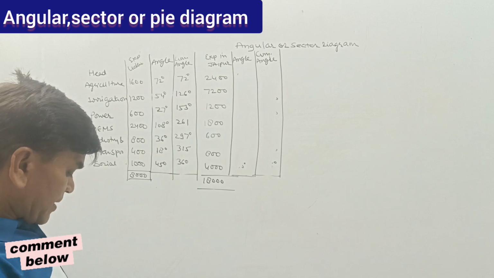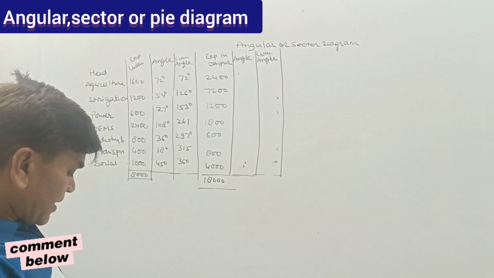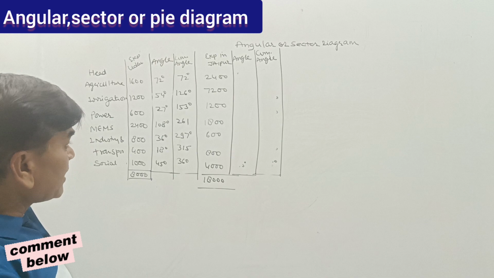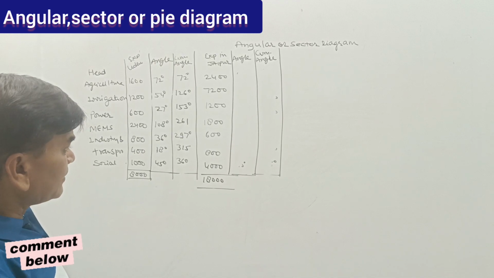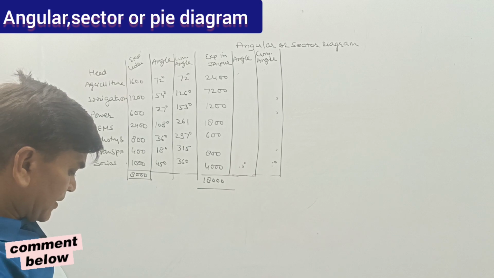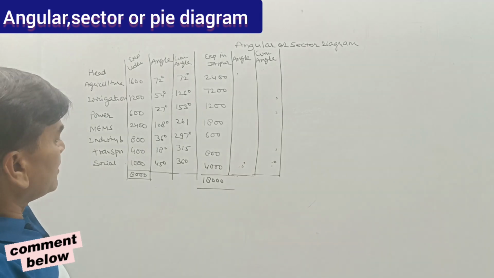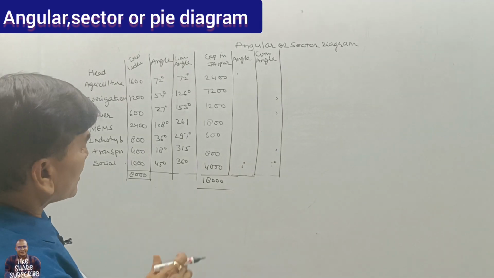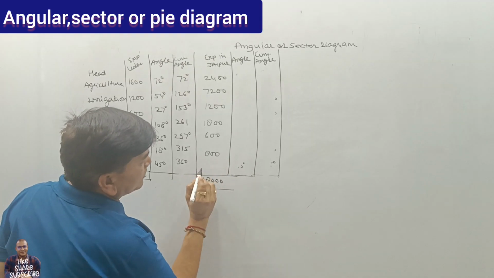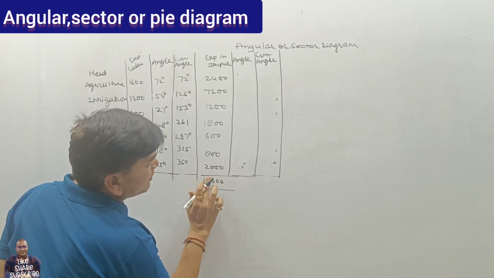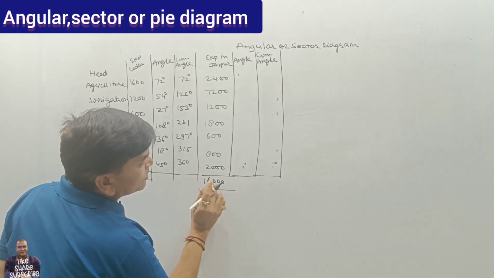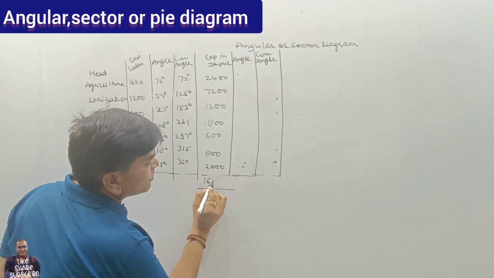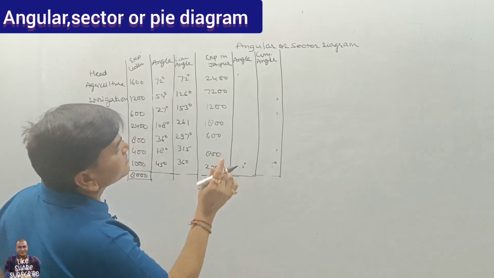2400 plus 7200 plus 1200 plus 1800 plus 600 plus 800 plus 4000 is 18,000. Okay, we are keeping here 2000. So there will be a difference. This is 8,000, this is 16,000. So we will get the difference of both angles.